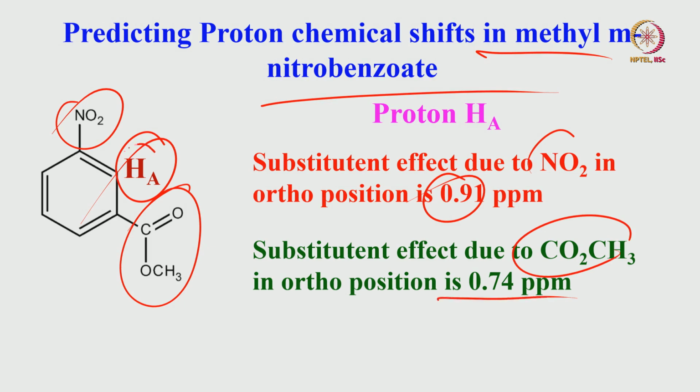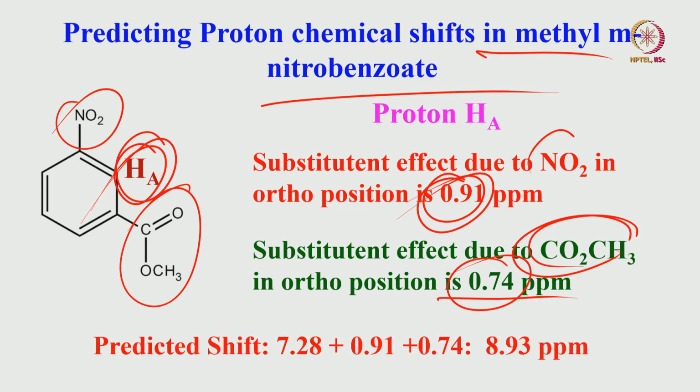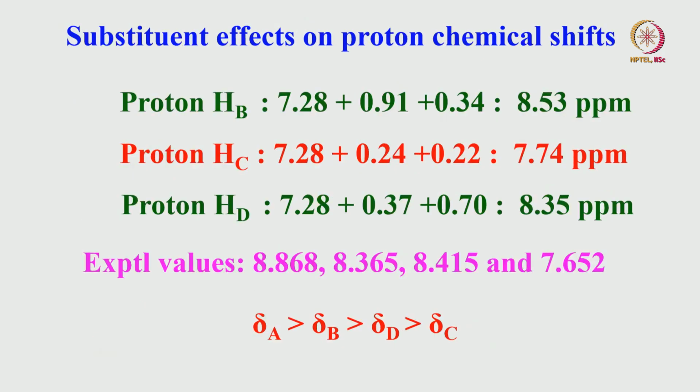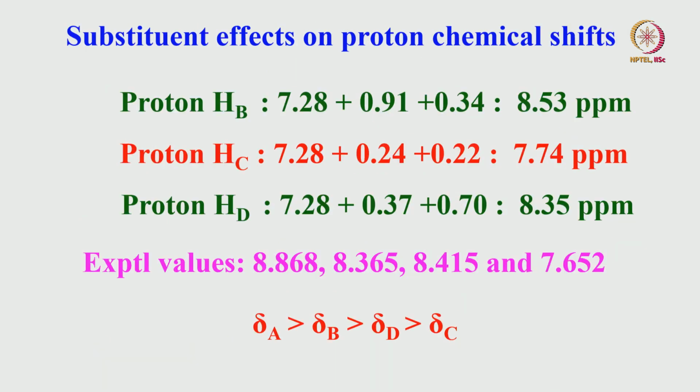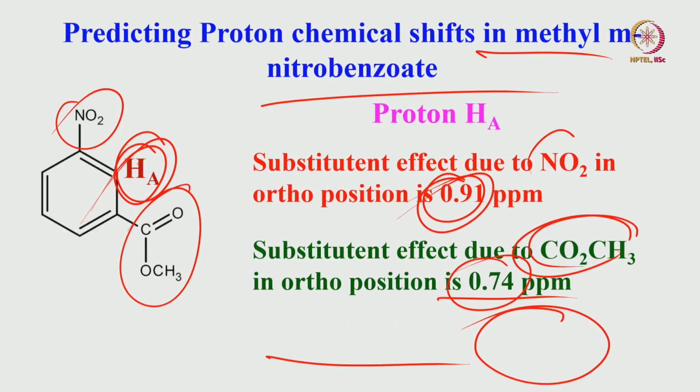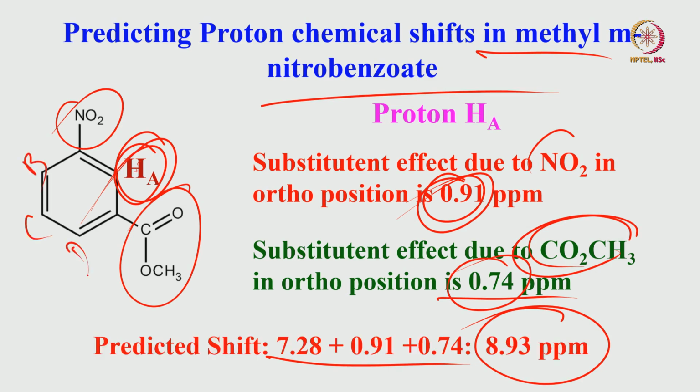So the contribution for proton A because of NO2 is 0.91 ppm, and because of CO2CH3 is 0.74 ppm. Add this to the base value of 7.28. Now if you add all of them, this is the chemical shift for proton A. You can predict it. Similarly, predict the chemical shift of protons B, C, D. Everything you can mark. So if this is A, this could be B, C, D. I can mark everything and then calculate everything.